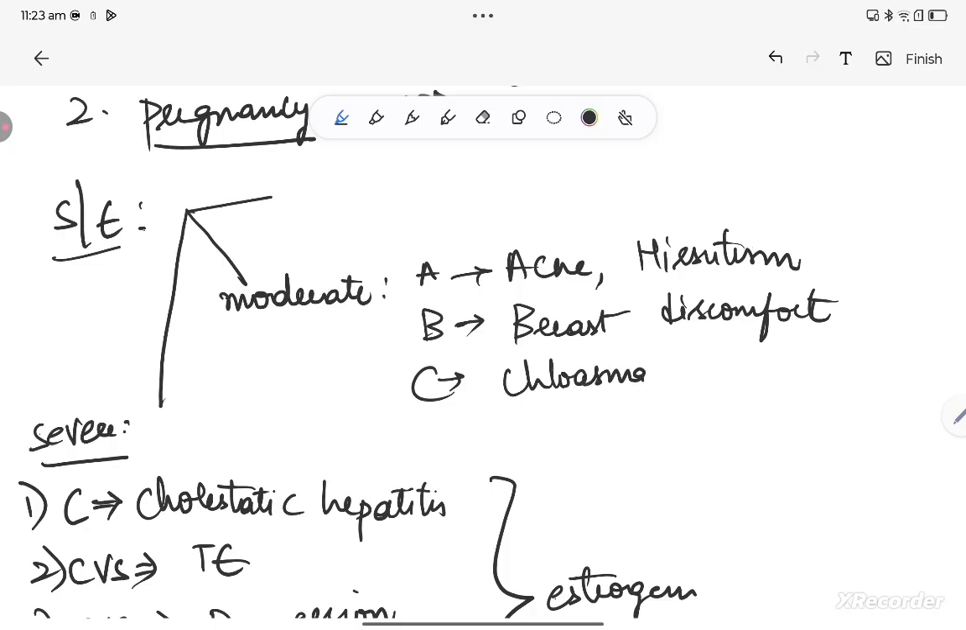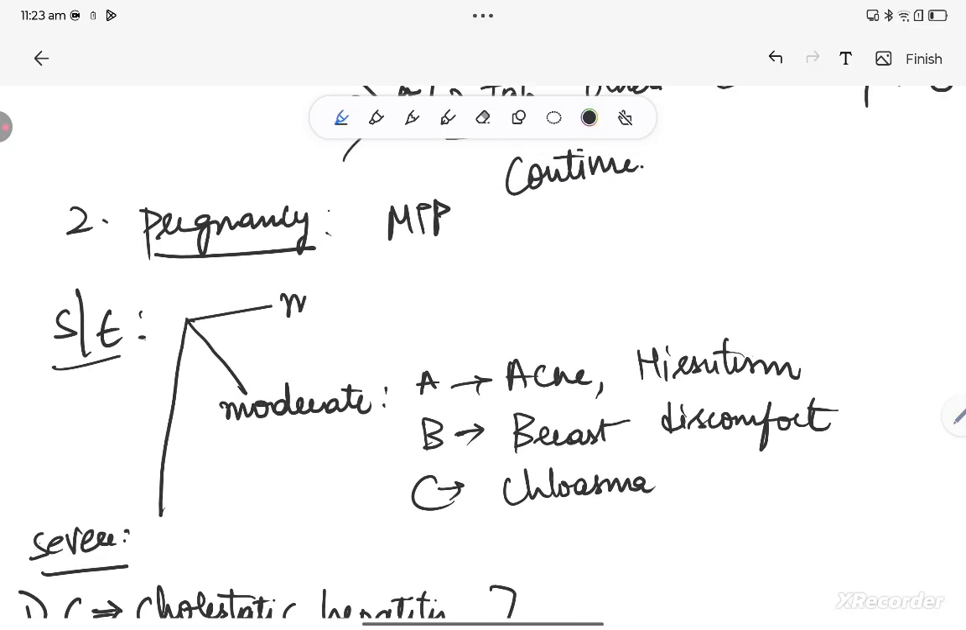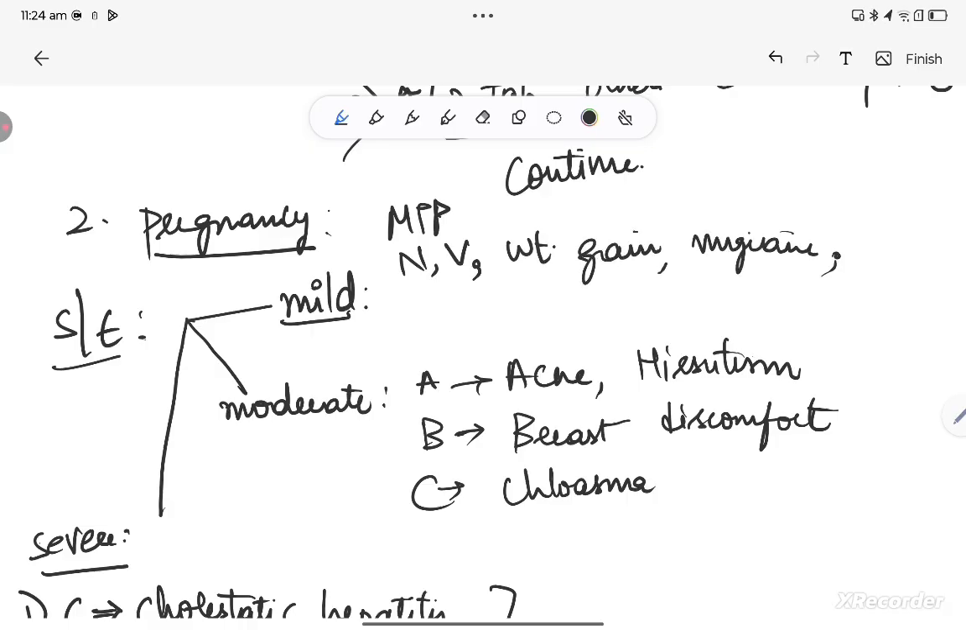These are not at all significant. We'll just reassure the patient and allow the patient to continue the medication. Fine. They mainly include nausea, vomiting, weight gain, migraine precipitation, cycle disruption, your menstrual cycle disruption can be present in some, as well as your breast discomfort. These are the most important issues.